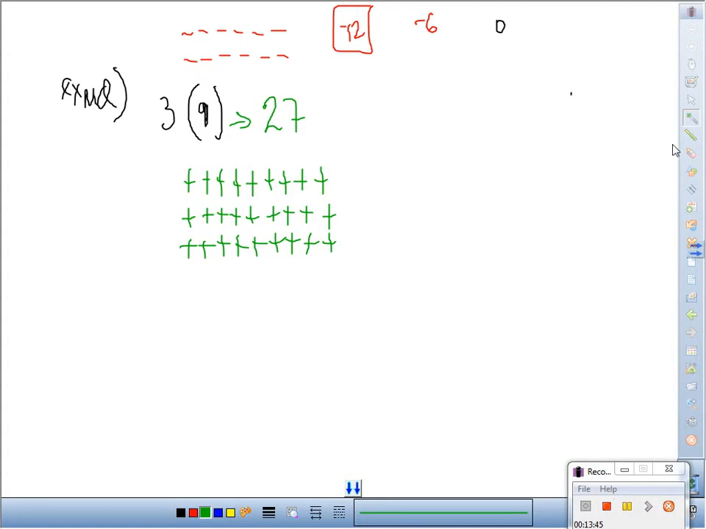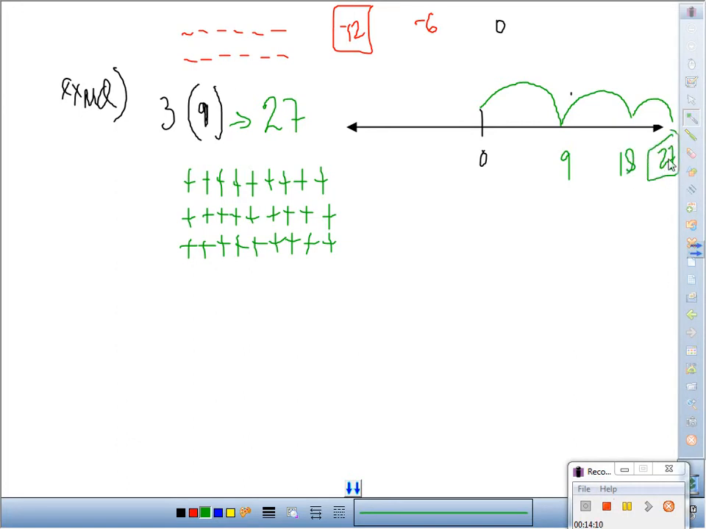Are we there? Using the number line, I start at 0. And my first jump is 9. But how many jumps do we need? 3. So 9, the second one is 18, and the third one is 27. Hands if you got that by yourself. Okay? So now, check this out.